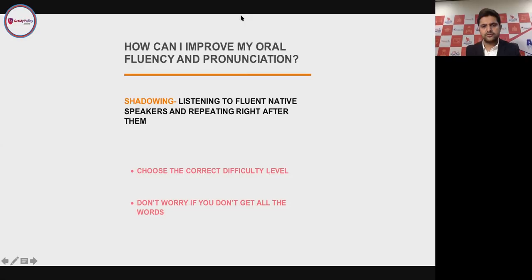very simple. You don't need to spend a lot of time on that technique, and that technique is called, this is mainly focused on improving your fluency, and it is focused on one more thing. I'll tell you what that is.